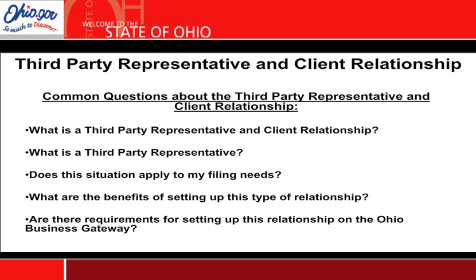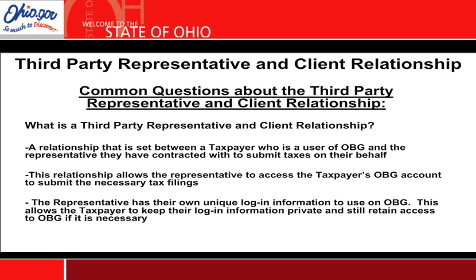Before we begin the 3 steps necessary to set up a third-party representative and client relationship, let's first examine what this relationship is and whether it is something that is necessary for your OBG account and filing needs. The relationship is formed on OBG between a taxpayer and a third-party representative. When this relationship is formed, the representative will be granted access to the taxpayer's OBG account to prepare and submit any number of business taxes on their behalf.